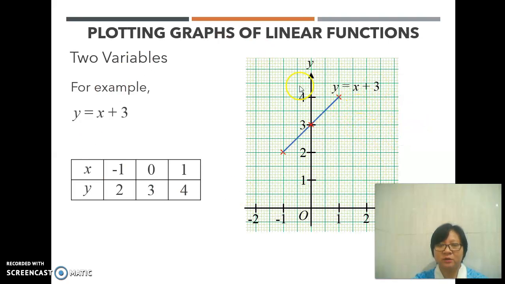Now we have done plotting the graph. This is how we plot the graph. First, create the table of values. Choose the inputs here. You are free to choose the inputs, but not too big.